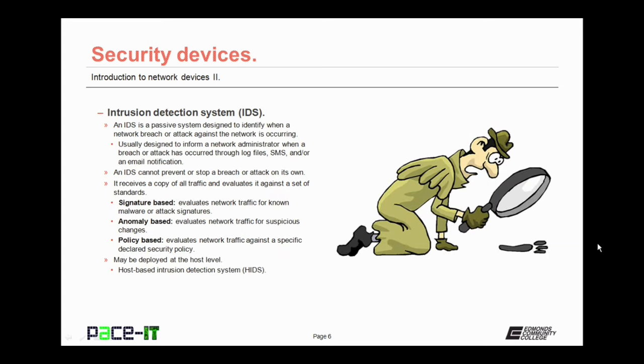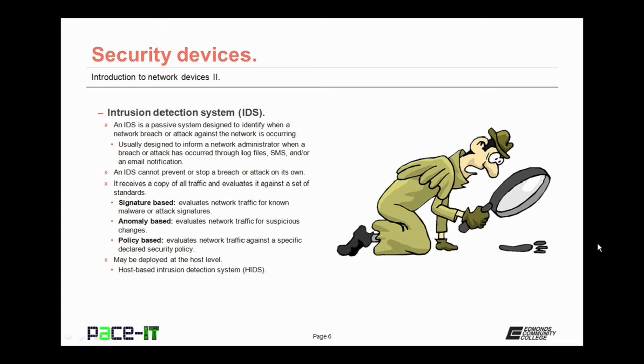Then there is the intrusion detection system, the IDS. An IDS is a passive system designed to identify when a network breach or attack against the network is occurring. They're usually designed to inform a network administrator when a breach or attack has occurred, and it does this through log files, text messages, and or through email notifications. An IDS cannot prevent or stop a breach or attack on its own.